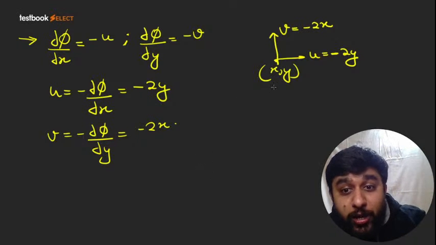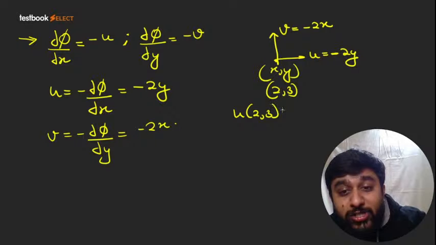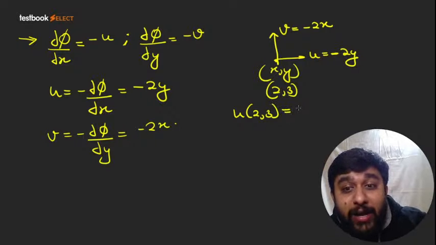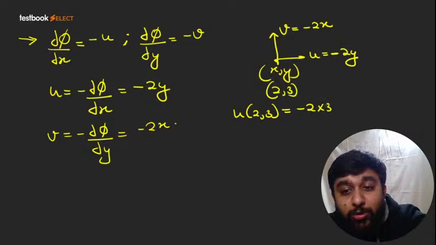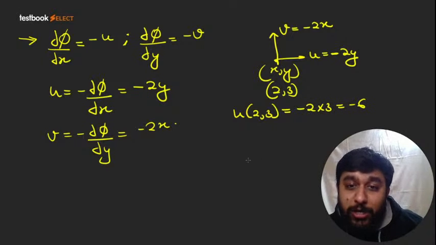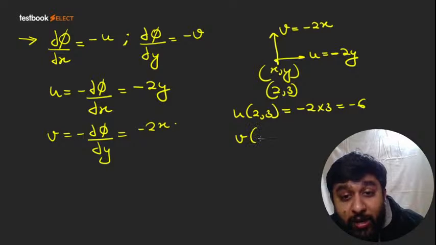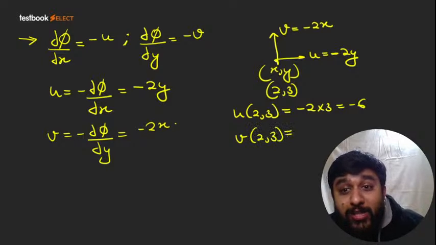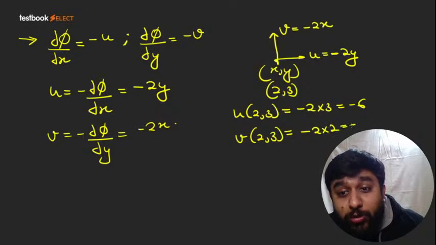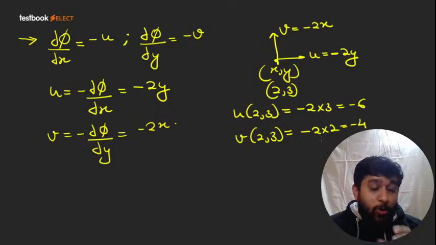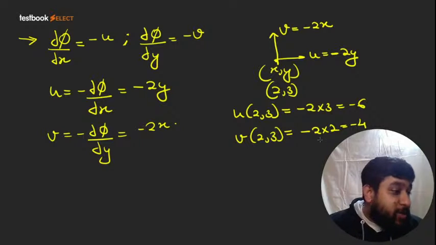Now in our question, x comma y is 2 comma 3. So what is the velocity at 2 comma 3? u is equal to minus 2y, so minus 2 into 3, that is minus 6 units. And v at the same point 2 comma 3 will be minus 2x, so minus 2 into 2, that is minus 4. So these are the velocity components.